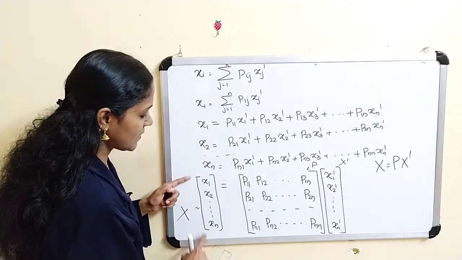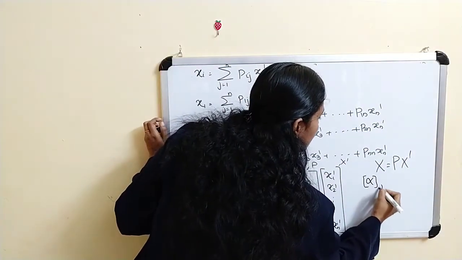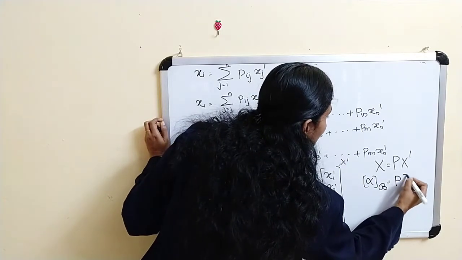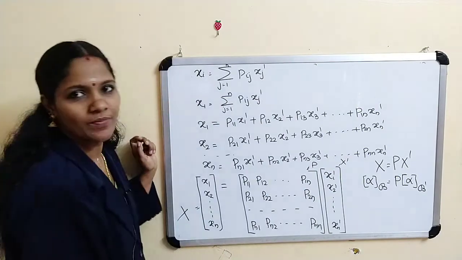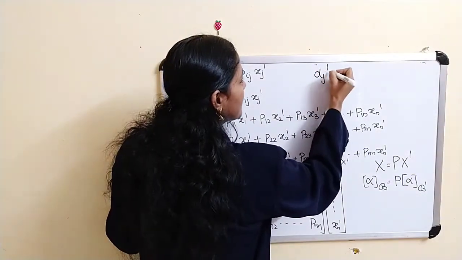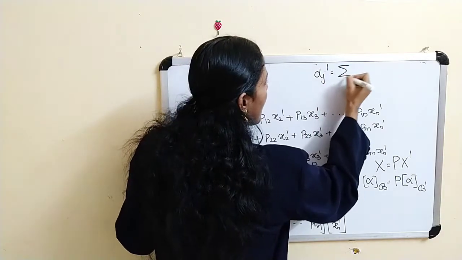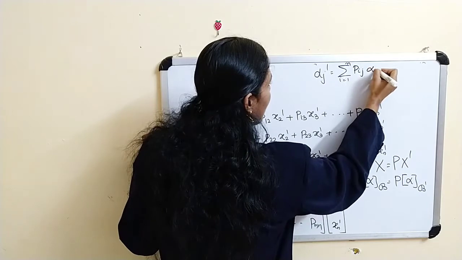Okay, and also what is this one? This is actually matrix of alpha related to the basis B equal to P into matrix of alpha related to the basis B dash. Okay, now what about alpha j dash? We have alpha j dash is equal to sigma i varies from 1 to n, p i j alpha i.